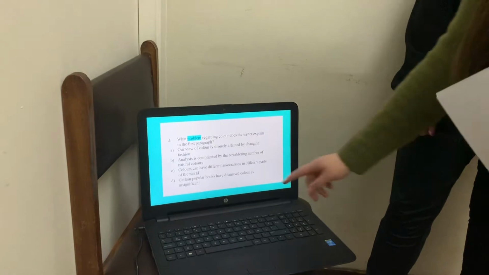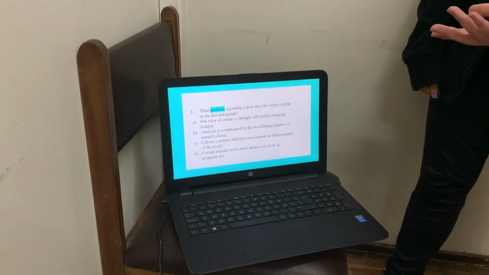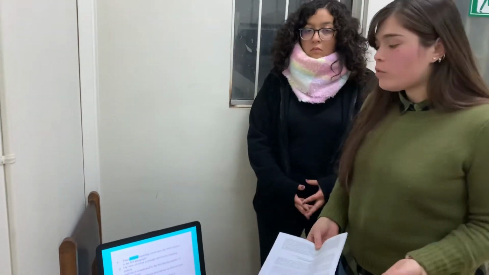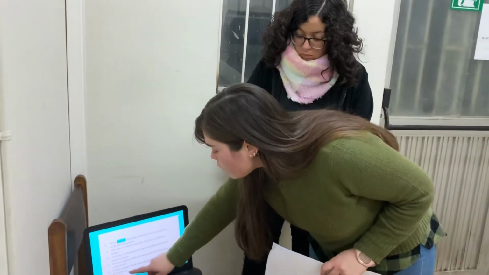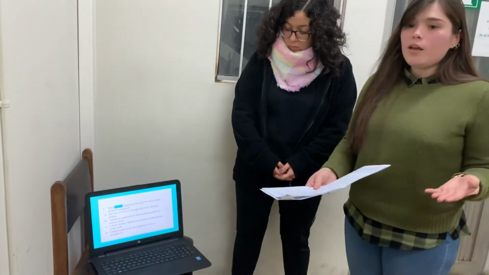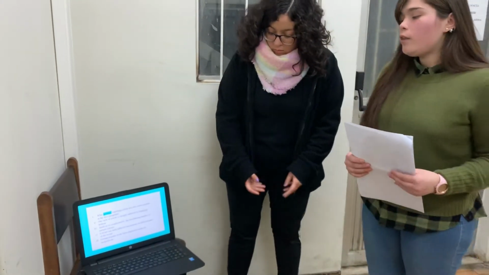Why? Because the first option says our view. This is something that could be unknown, because it's something that is an opinion, not a fact. The second one is an analysis. It might be also, but it is not a problem yet. And the last one, certain popular books. It is not a problem in all the books. It's just certain popular books. That is why we think alternative C is correct, because it is a fact and it is a problem.